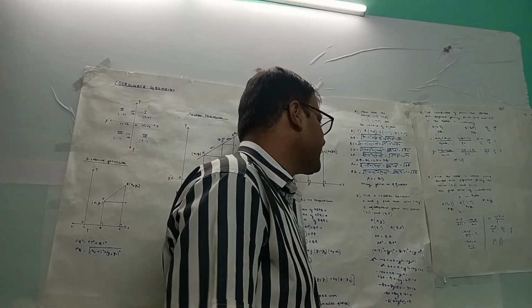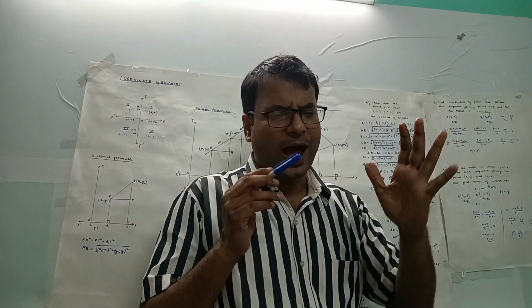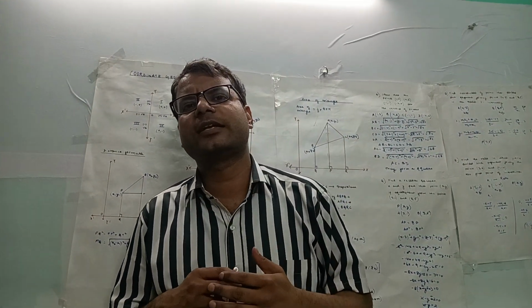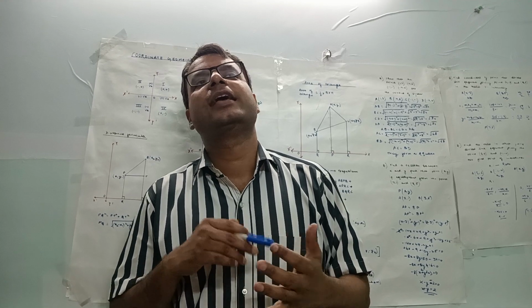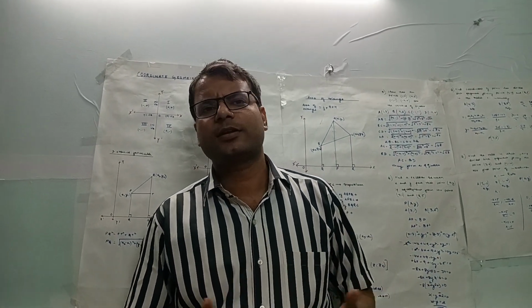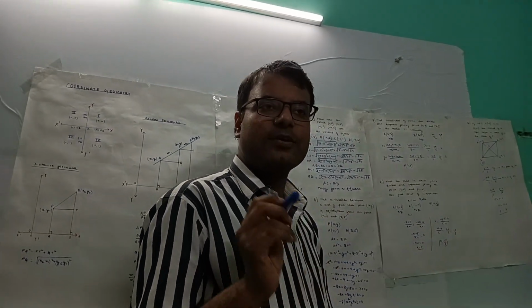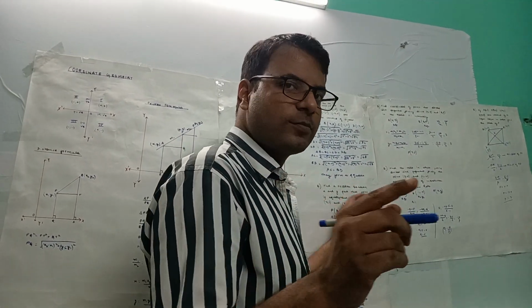Now the next question. So this question I think everybody is clear. We find that all the sides are equal in length and the diagonals are equal in length: AB equals BC equals CD equals DA and AC equals BD. Okay, this happens in the case of a square. So the diagonals are equal in length and the sides are equal in length, so it forms a square.